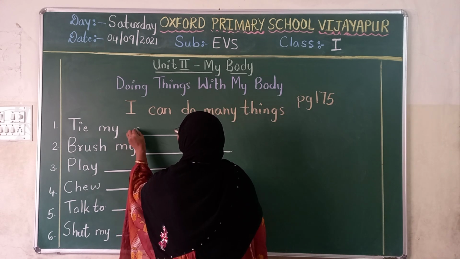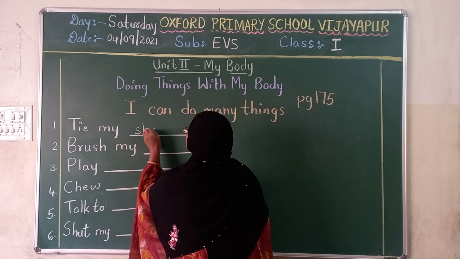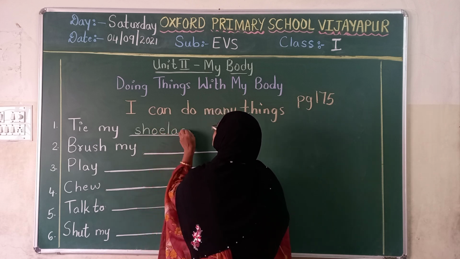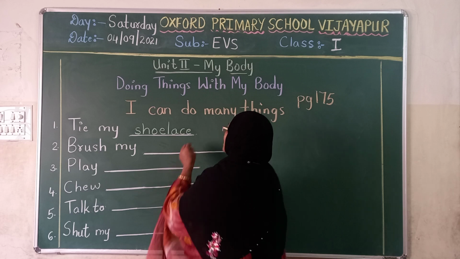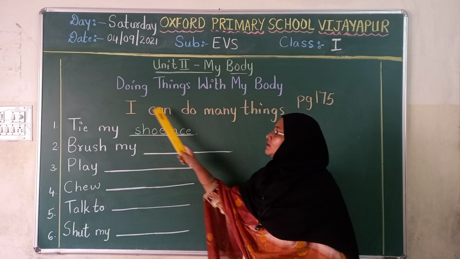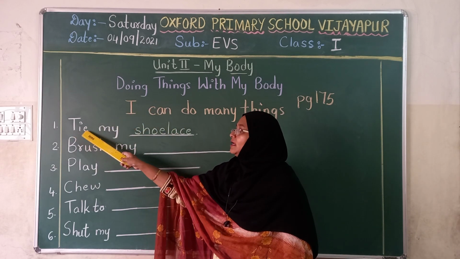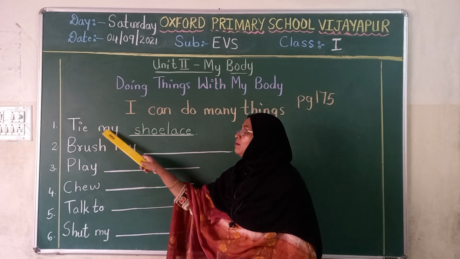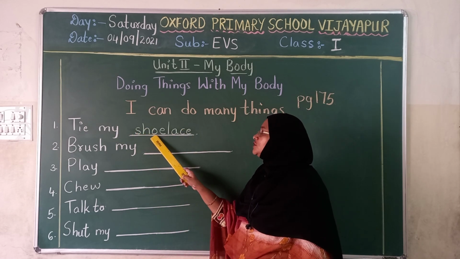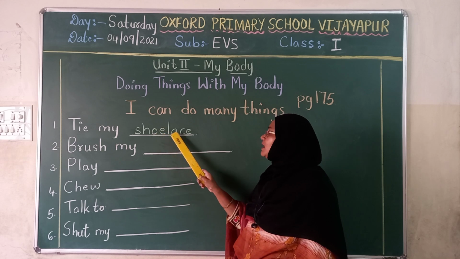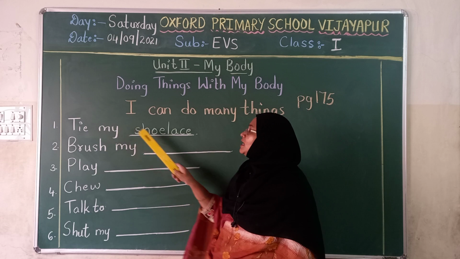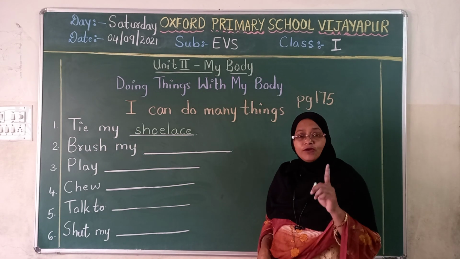What is the spelling of shoe? S-H-O-E, shoe, L-A-C-E, shoelace. After this, put full stop. I can tie, T-I-E, tie, my, M-Y, my, shoelace. What is the spelling of shoe? S-H-O-E, shoe, L-A-C-E, lace. I can tie my shoelace. This is your first sentence.